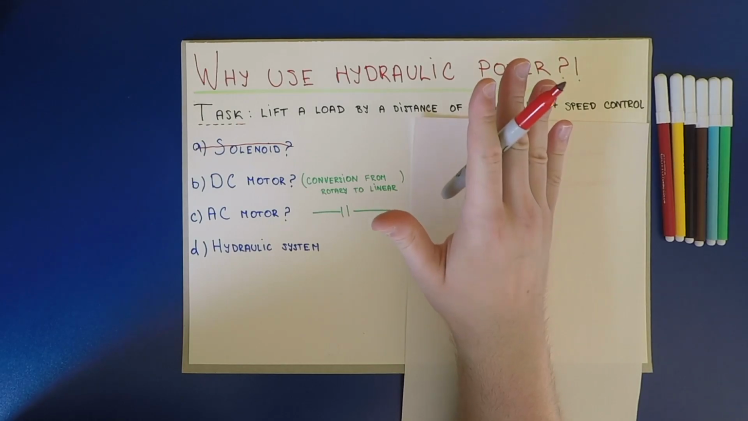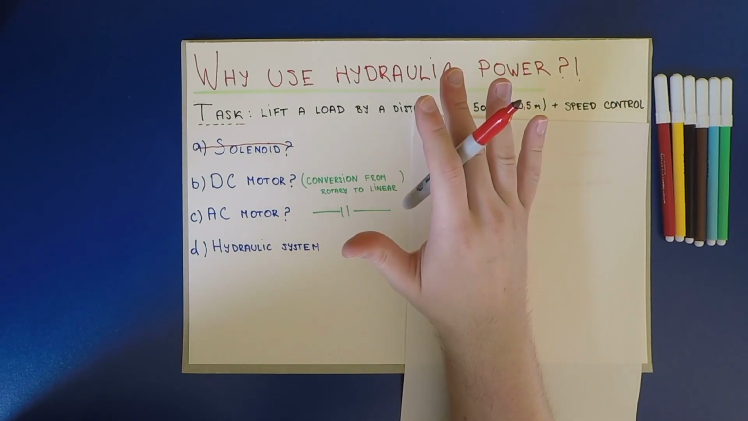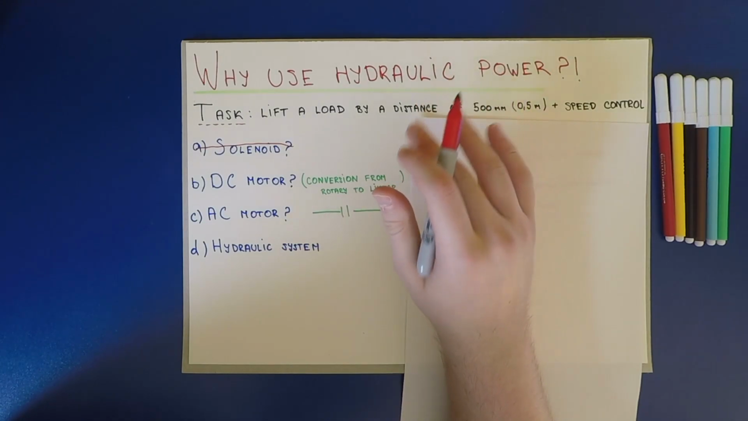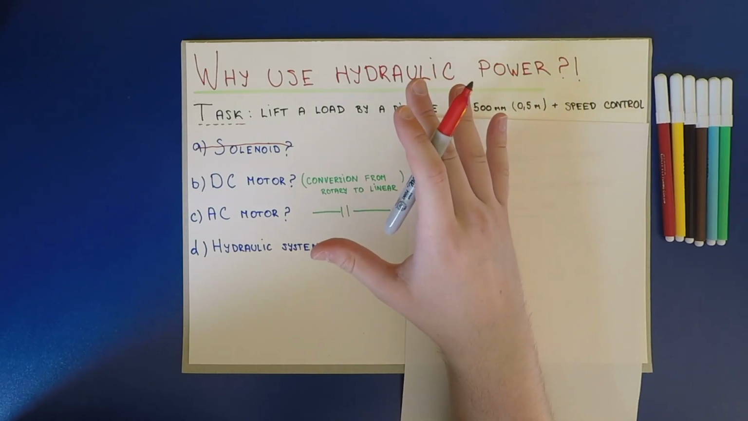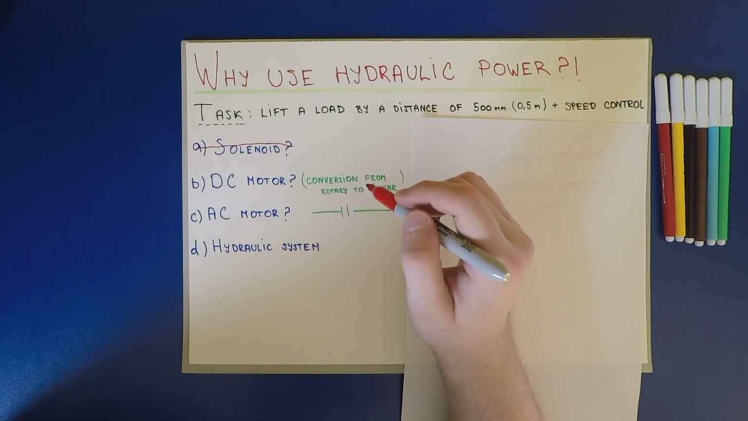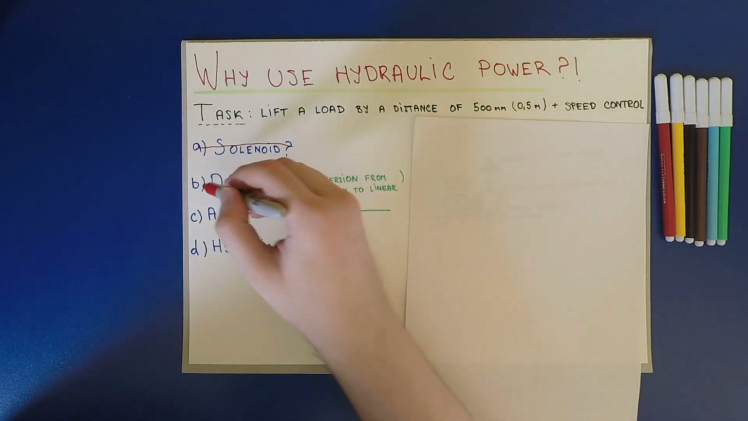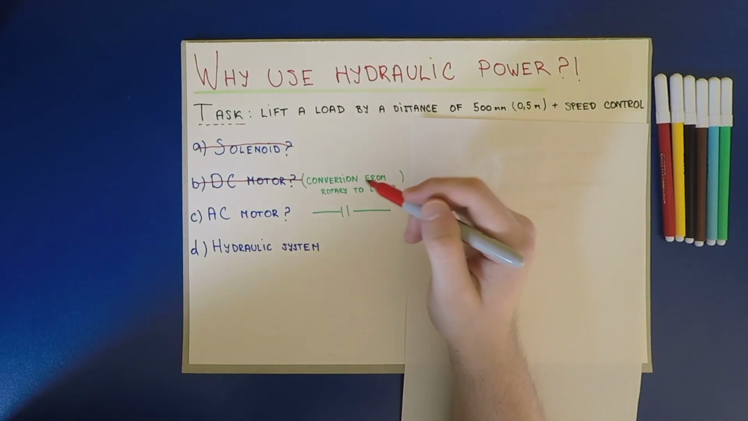The problem with DC motors is maintenance. There's a lot of maintenance with DC motors. It's expensive. Every now and then you have to replace the brushes in the motor and the commutator. So a DC motor for now is a no-go. So we're going to just put a red line here.